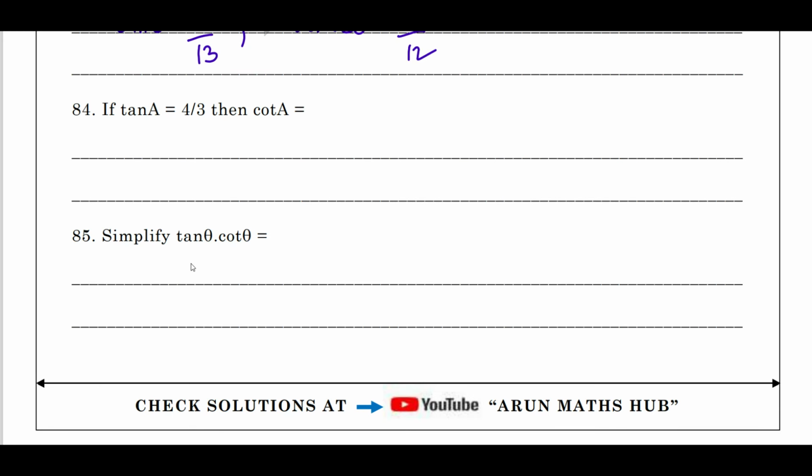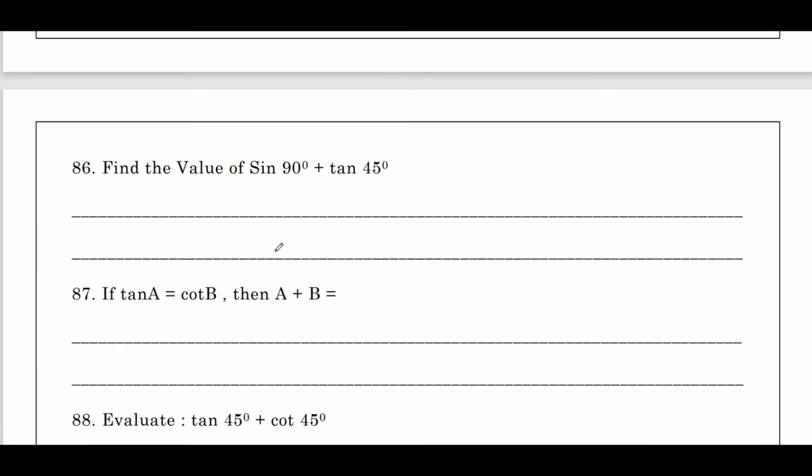Simplify tan theta into cot theta. Tan theta as it is. What is cot theta? Cot theta is 1 by tan theta. The reciprocal of cot theta is tan theta. Tan theta will cancel. We'll get 1. The value of sin 90 plus tan 45. Sin 90 value is 1, plus tan 45 value is 1. 1 plus 1 is 2.